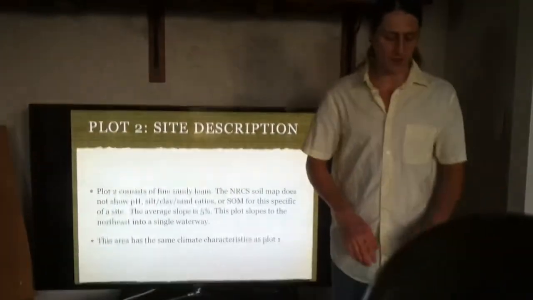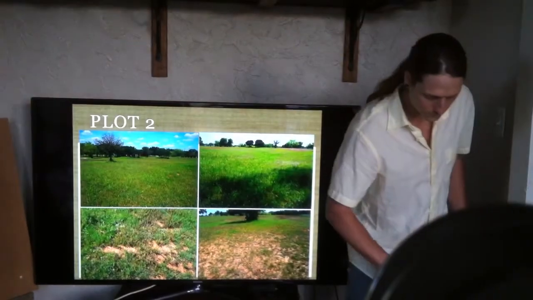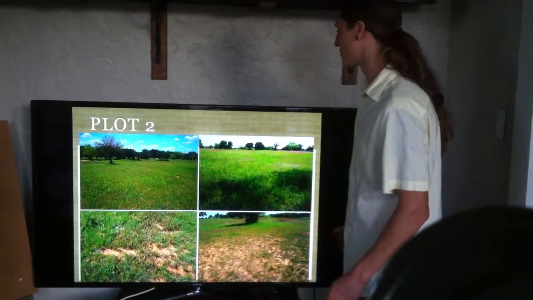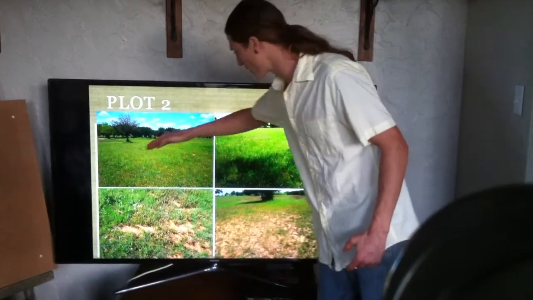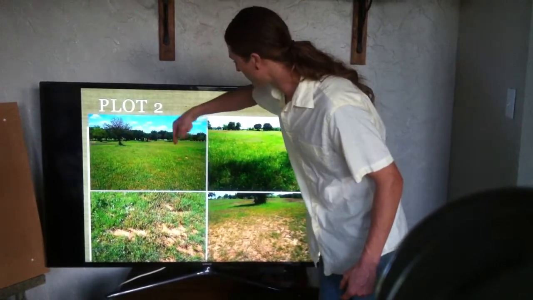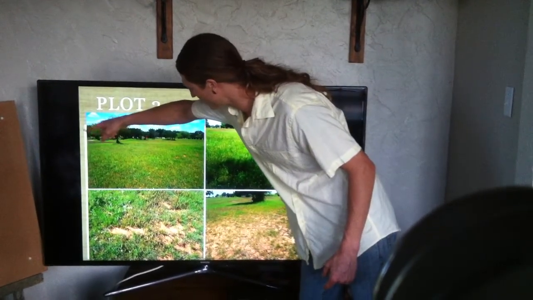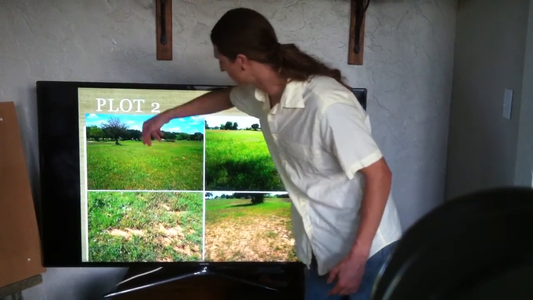This area has the same climate characteristics as Plot 1, being that they're only about 3 miles apart. So here are some photographs of Plot 2. This is from the top of the hill looking down, 5-degree gradient. Water tends to mostly follow this route and come down through this waterway. Some of it comes this way, but most of it this way.